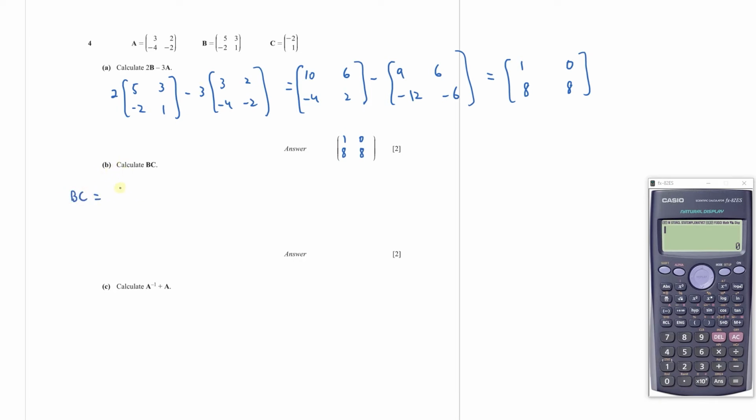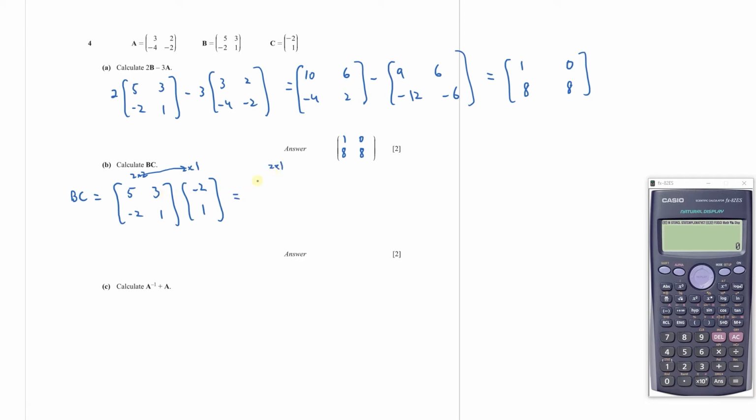So BC will be equal to 5, 3, minus 2, 1, and then multiplied by C, which is minus 2 and 1. So this is a 2 by 2 matrix, and this has 2 rows and 1 column. So this is a 2 by 1. So the columns of the first matrix are equal to the rows of the second matrix. So they can be multiplied. And if you cancel these, your answer will be a 2 by 1 matrix.